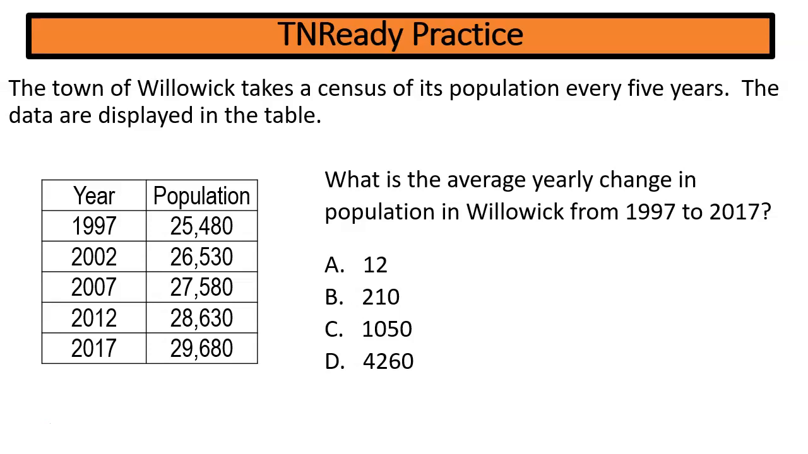So the town of Willowick takes a census of its population every 5 years. The data are displayed in the table. What is the average yearly change in population in Willowick from 1997 to 2017? So as soon as you see average yearly change there, you should think about the fact that we've been doing slope and rate of change. So this should tell you that this is a rate of change problem.